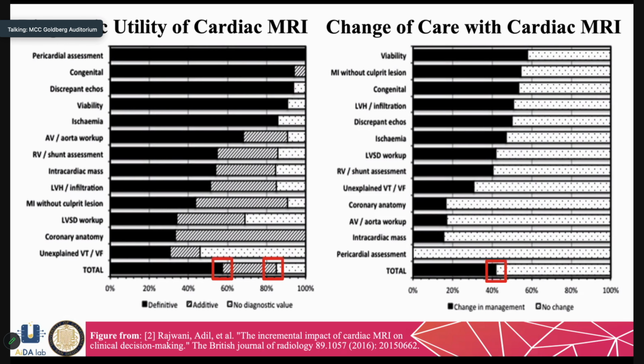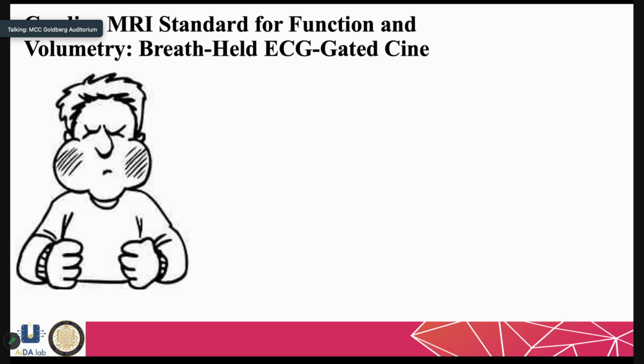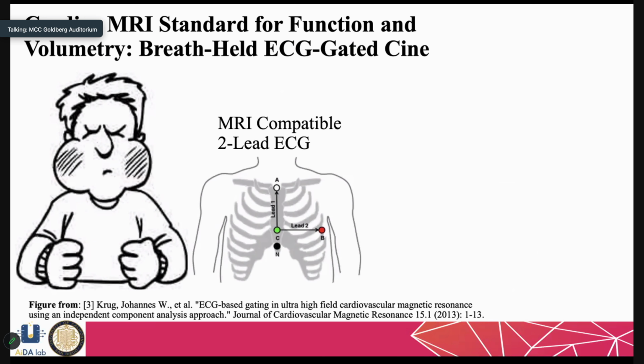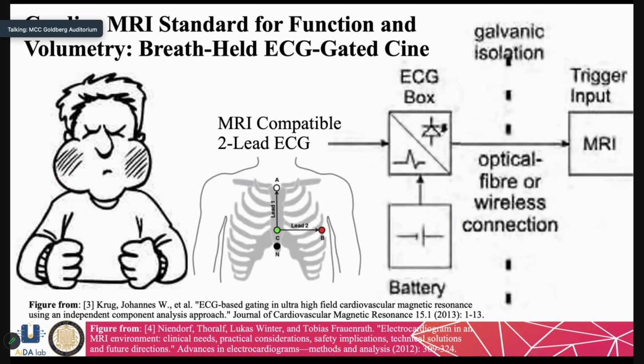Well, what is the gold standard for cardiac MRI, specifically when it comes to measuring cardiac volume and function? And that would be the breath-held EKG-gated cine, where the patient holds their breath for up to 10 seconds, and a 2-lead MRI-compatible EKG is then used to trigger MR acquisition for that patient based on their heart rate. How does that work exactly?